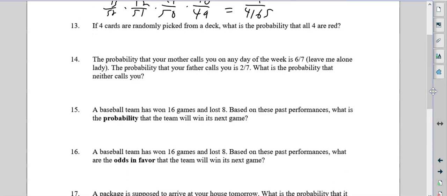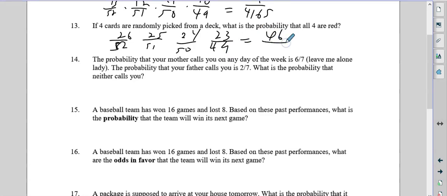All right, if 4 are randomly chosen, what's the probability that all 4 are red? Well, similar idea, except this time there's 26 red cards out of 52. That's a 1/2. After that, there's 25 red cards left out of 51, 24 red cards left out of 50, and 23 red cards left out of 49. When you multiply those all out and reduce it, we get 46 over 833.